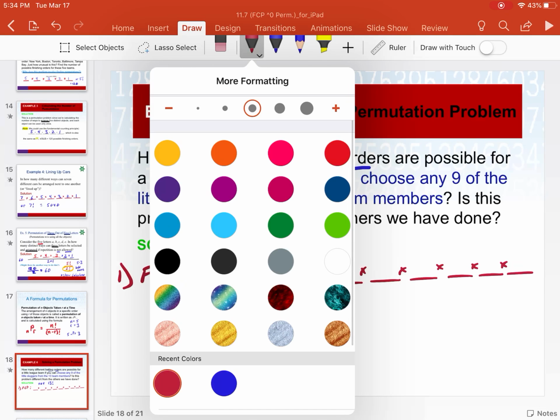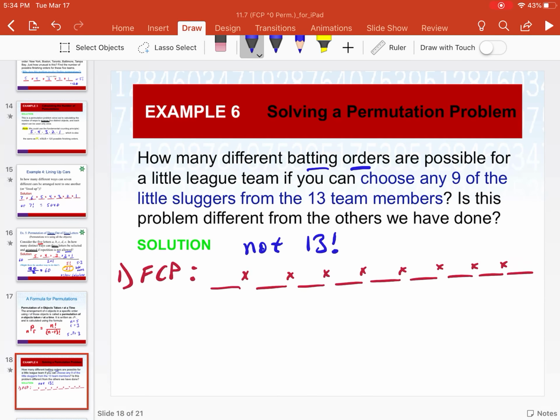Okay, so how many choices do I have for the first spot? How many players on the team? 13. Now, obviously I can't have the same player bat in more than one spot. That's not even allowed. So once I pick a player for the first spot, I then have how many choices left? 12, right? And then I have 11, and then 10, 9, 8, 7, 6, and 5. Now, I didn't go all the way to 1, so this is not 13 factorial.